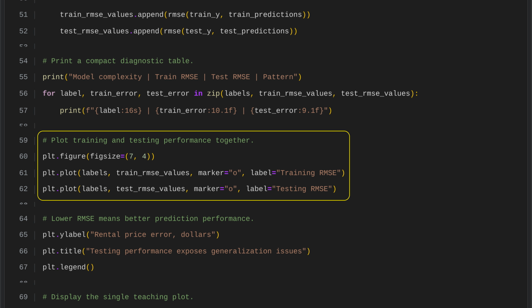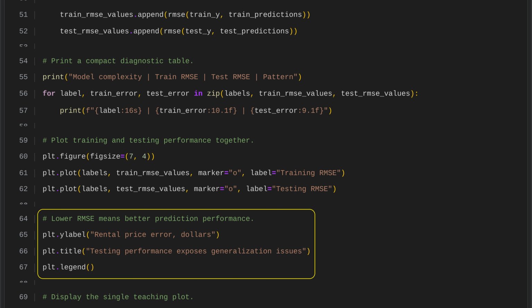Create a plot to compare training and testing RMSE across the models. After setting up the figure, plot both RMSE series against the model labels with clear point markers and labels for the legend. This makes it easy to see how each model performs on training data versus testing data and how well it generalizes. The plot is labeled to show rental price error in dollars, given a title that emphasizes model generalization issues, and given a legend to separate training and testing performance. These additions make the chart easier to understand and interpret.